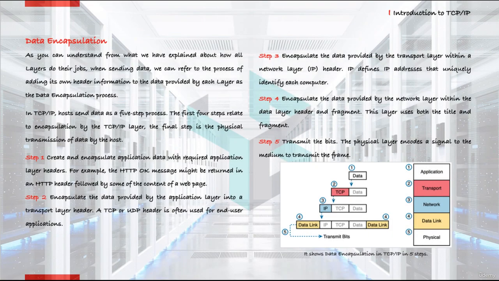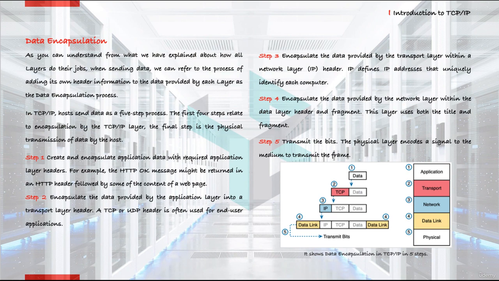Let's talk about data encapsulation on this page. As you can understand in what we have explained about how all layers perform their functions, we can express it as a data encapsulation process: the process of adding its own header information to the data provided by each top layer when sending data. In TCP/IP, sending data to hosts is a 5-step process. The first 4 steps are related to the encapsulation performed by the TCP/IP layer. The last step is the physical transmission of the data by the host.